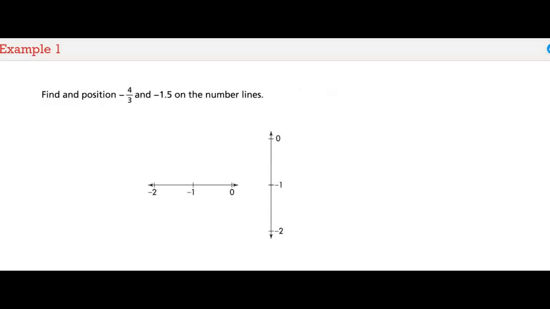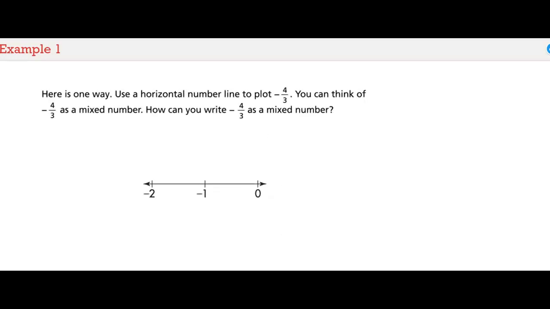Find and position negative 4/3 and negative 1.5 on the number lines. You can plot numbers on horizontal or vertical number lines. There is one way. Use a horizontal number line to plot negative 4/3. You can think of negative 4/3 as a mixed number. How can you write negative 4/3 as a mixed number?